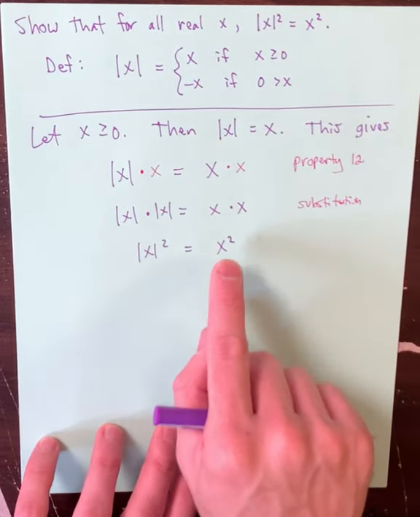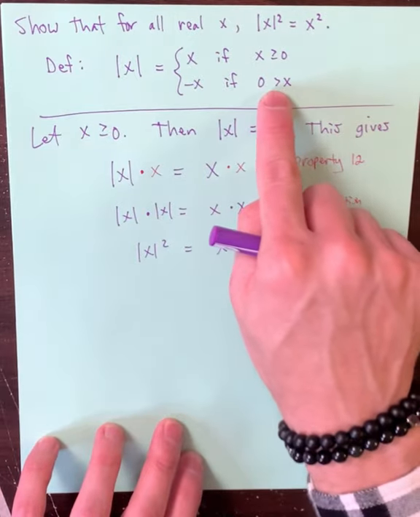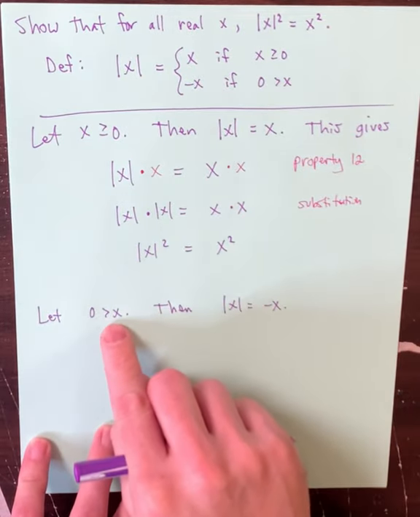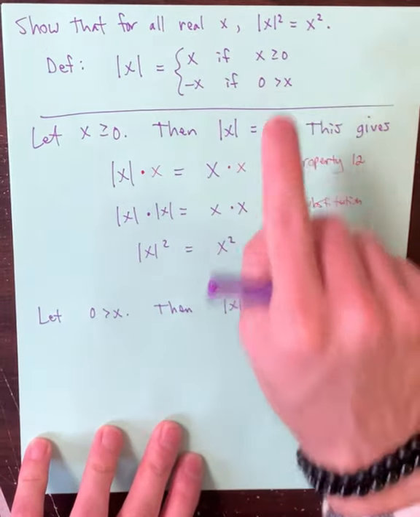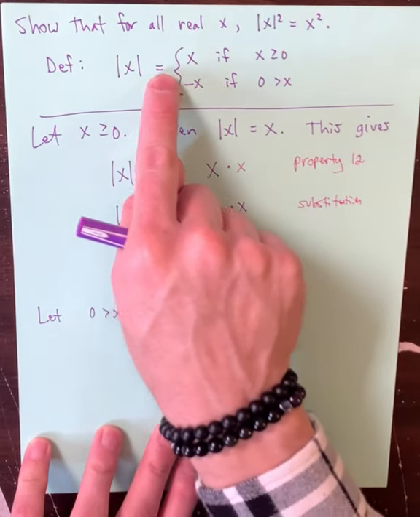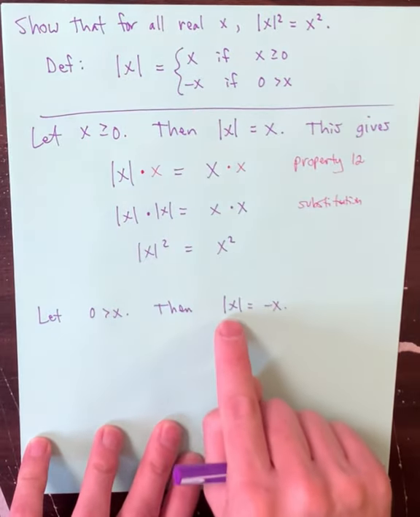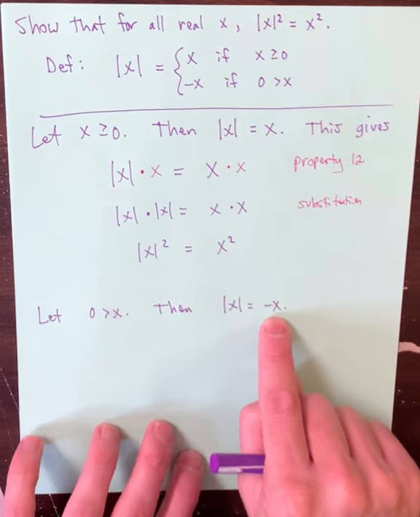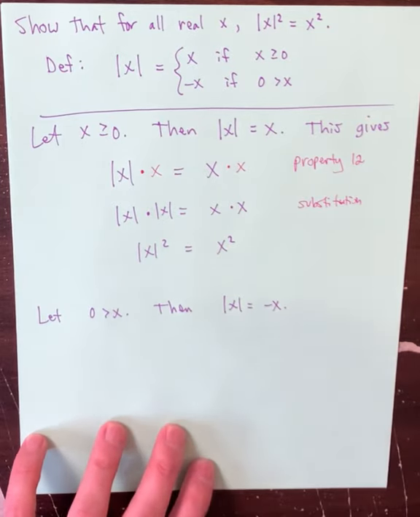Now let's finish by looking at the case where x is less than zero. Under this case, the absolute value of x equals the additive inverse of x. Now we can build upon this equation.